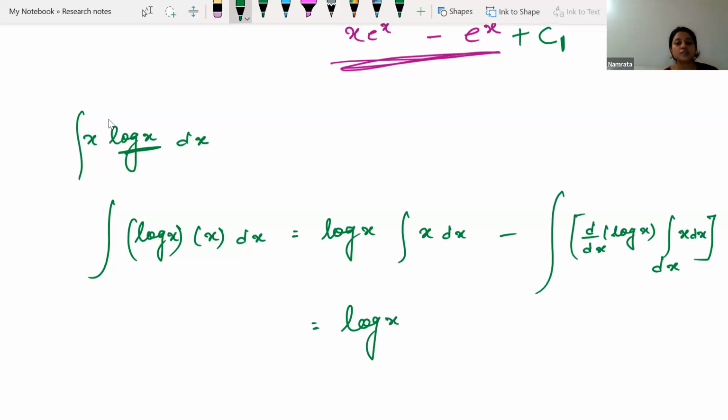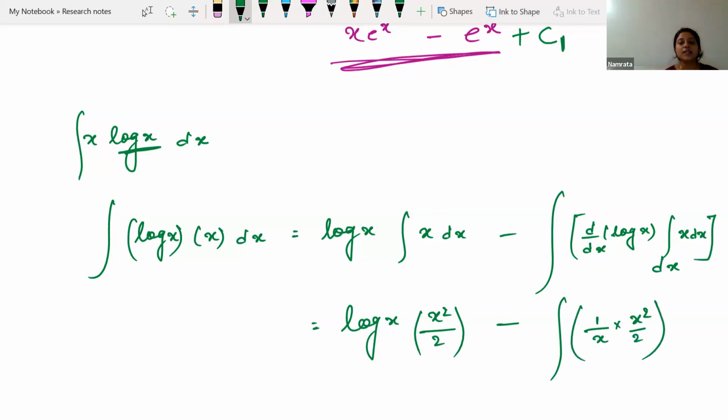So we got log x. What is the integration of x? Quickly, please tell me. Integration of x is what? 1, ma'am. Integration of x to the power n... sorry. x to the power 2 by 2. Exactly. So x square by 2 minus derivative of log x, which is 1 by x, and integration of x will be x square by 2. Completely we have to do the integration. Is it clear so far to everybody?